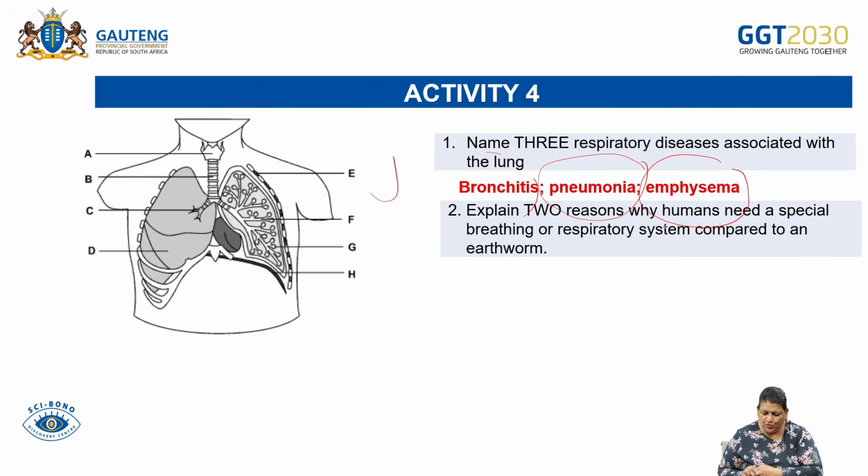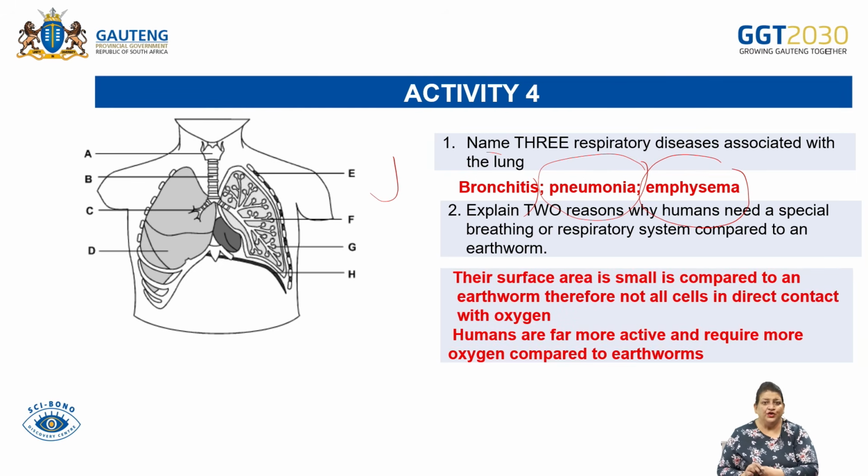Explain 2 reasons why humans need a special breathing or respiratory system compared to an earthworm. Humans' surface area is small compared to an earthworm. Therefore, not all cells in a human are in direct contact with oxygen, compared to an earthworm. Humans are far more active and require more oxygen compared to earthworms. And therefore, they will need a special respiratory system.